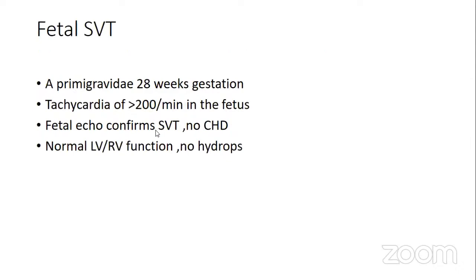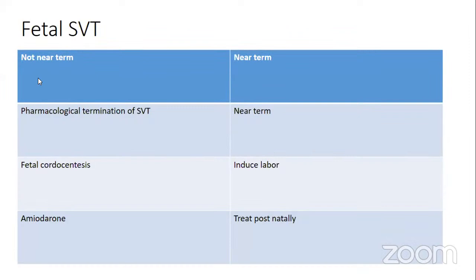In case of fetal SVT, gestation is about 28 weeks, with tachycardia of more than 200 per minute in the fetus. Fetal echo confirms SVT, with no congenital heart disease, normal LV and RV function, and no hydrops. If the fetus is near term, pharmacological termination of SVT, fetal cordocentesis, or amiodarone are given, and if the fetus is near term, it is better to induce labor and treat postnatally.